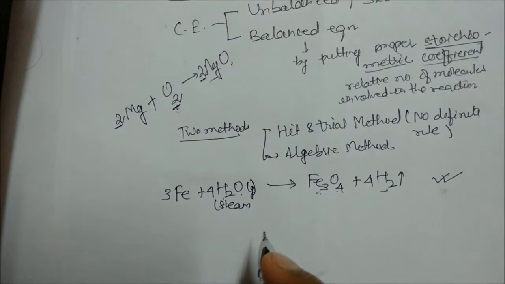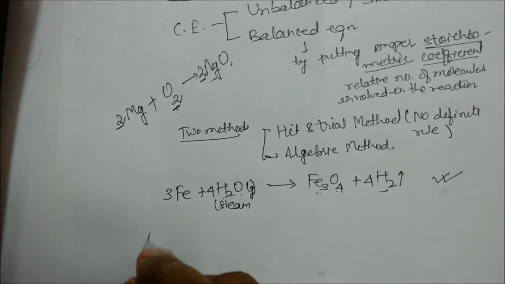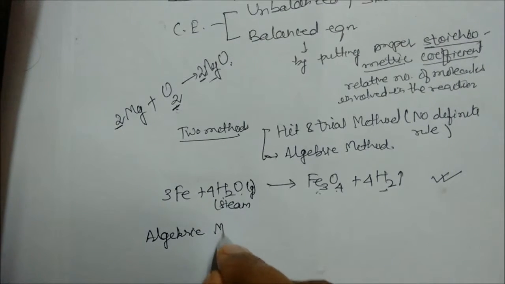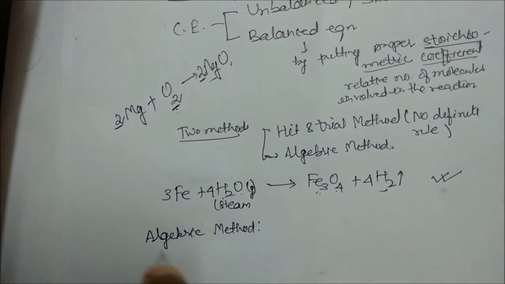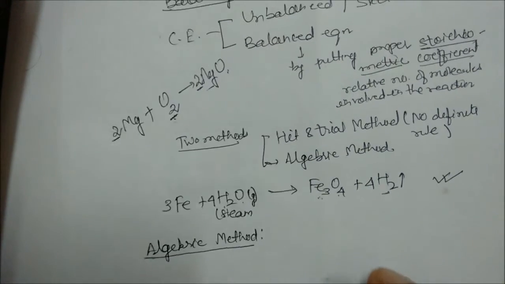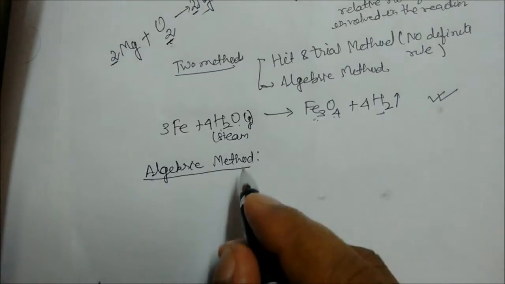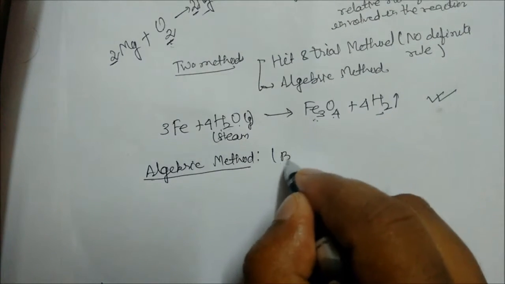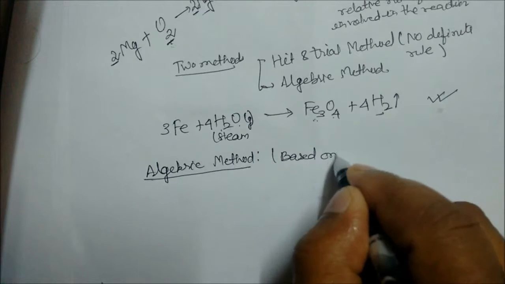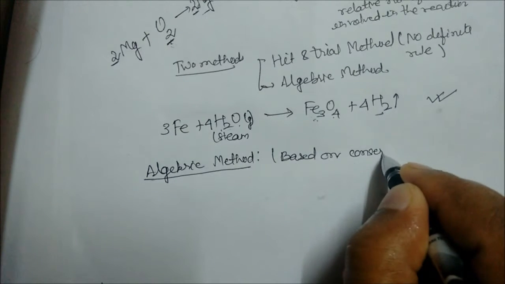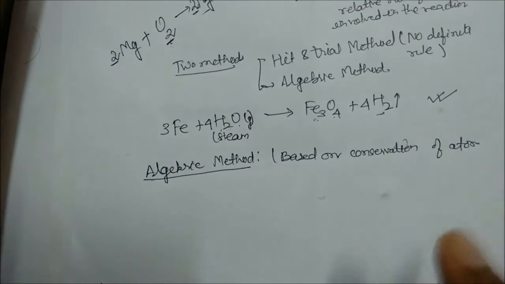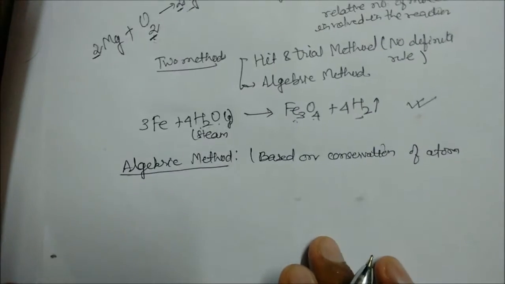So we will go through the next process, how to balance the chemical reaction through the algebraic method. By the algebraic method, let us take the same example, so it will be easy to understand how we can apply the algebraic method here. So the same example is there. Actually the algebraic method is based on conservation of atoms. Okay, so let us see how it balances.